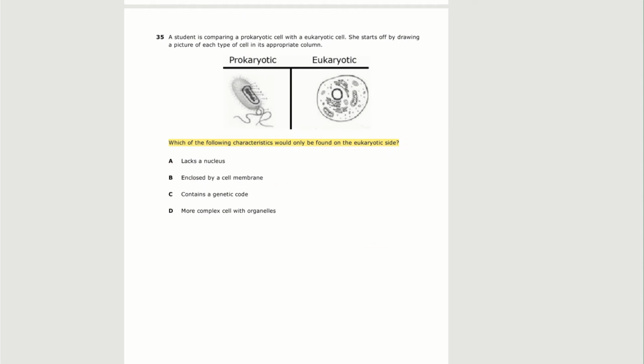Which of the following characteristics would only be found in the eukaryotic side? So, characteristics, eukaryotic. So this is for you. Lacks a nucleus, I think is a prokaryote. I'm putting a P. Enclosed by a cell membrane. Guys, they both have a cell membrane. So P and E, prokaryotic and eukaryotic. Contains a genetic code. They both have DNA. More complex cell with organelles. Which one? Look at the pictures.